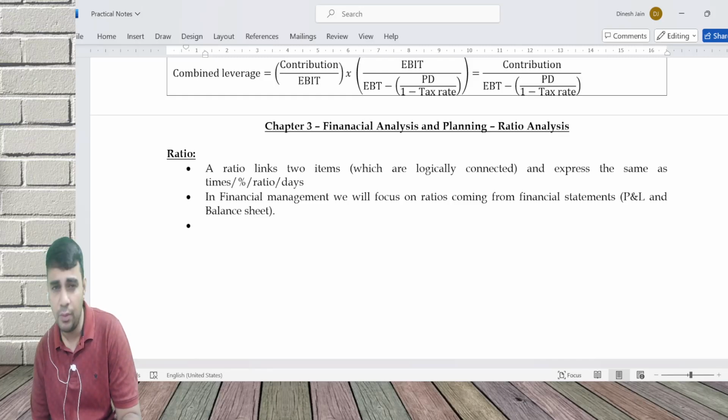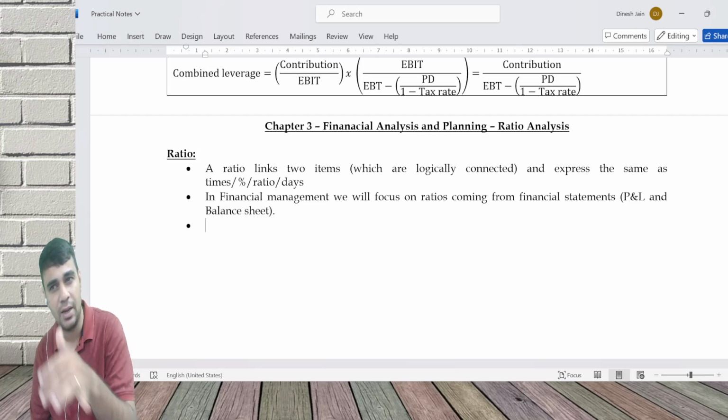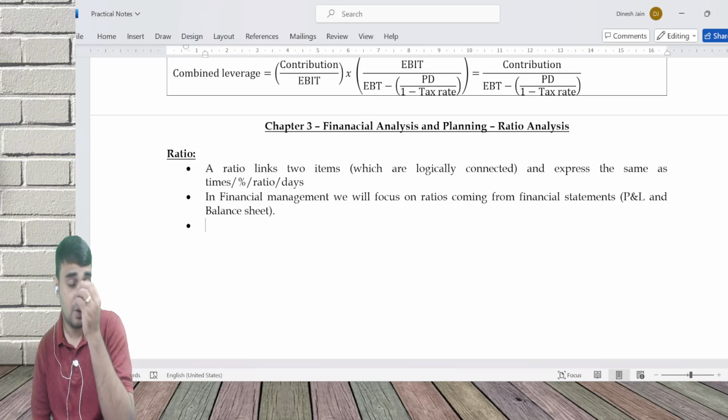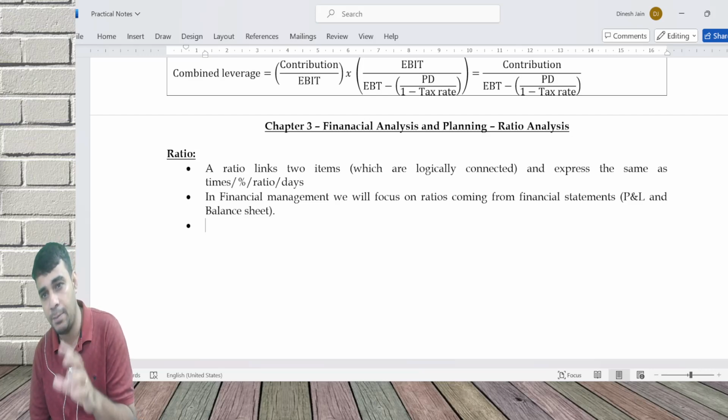Okay, now whenever I calculate my ratio, there is a numerator and a denominator. In most ratios, you will multiply by 100 if you want to express in percentage. If you want to express in days, it will be 365 or 360, something around that, that you will do. Now, certain ratios take two items from the balance sheet. Example, current ratio. Current ratio is current asset by current liability. Both the items are coming from where? From the balance sheet. Certain ratios will take both from P and L. Net profit ratio, net profit divided by sales.